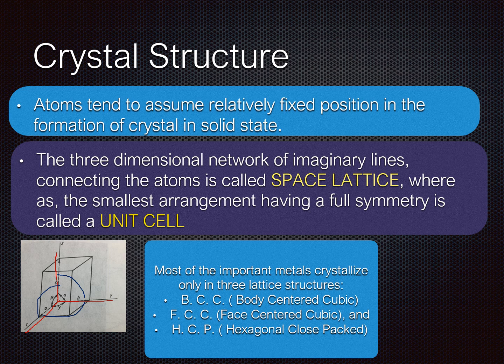Fortunately, most of the important metals crystallize in either the cubic or hexagonal system, and only three types of space lattices are commonly encountered: the BCC, body-centered cubic, the FCC, face-centered cubic, and the HCP, close-packed hexagonal.